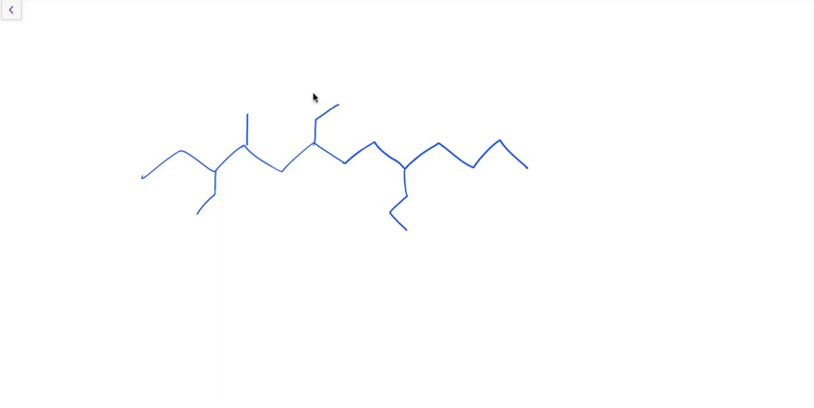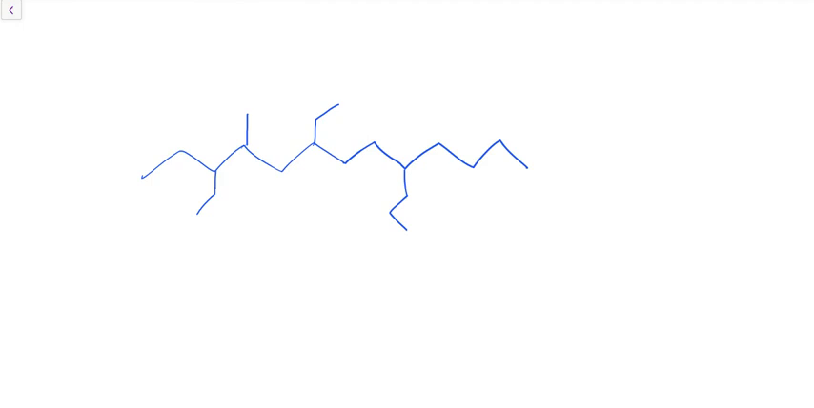Alright, so right here we are going to look at hydrocarbons that are a little complex. By complex, you can see there are a lot of extensions on this one. So let's just go ahead and get started.